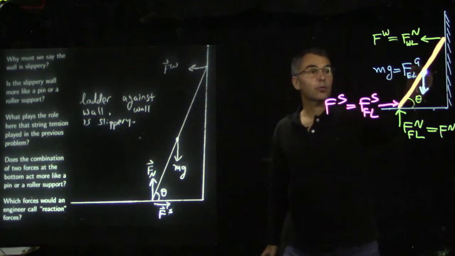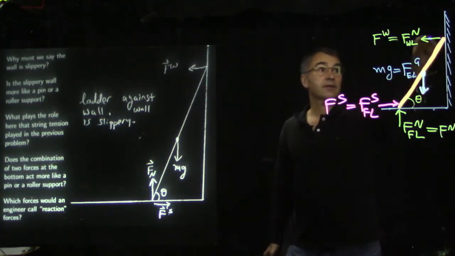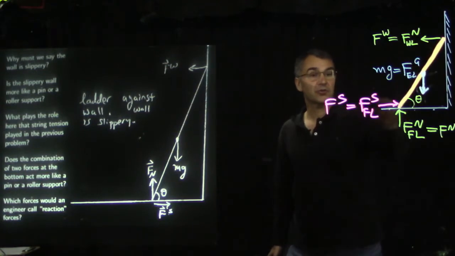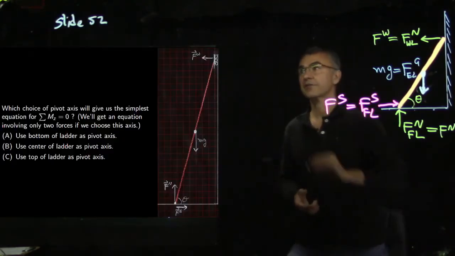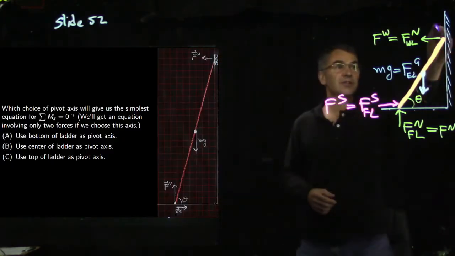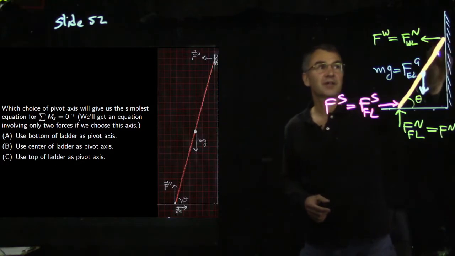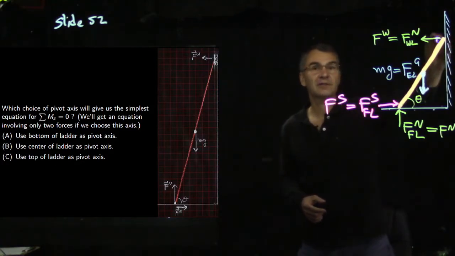So again, the weight of the ladder is a load, it's a given force, and this normal force and this static friction force are all what engineers would call reaction forces. If you look really closely at slide 52, you'll see that I drew a little roller skate up here between the wall and the ladder as an example of what a roller support looks like.